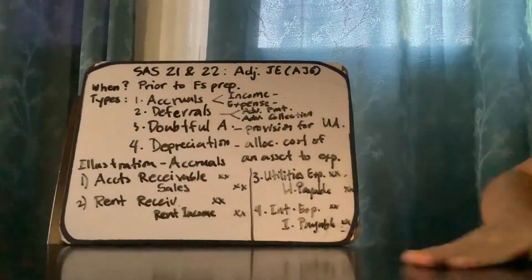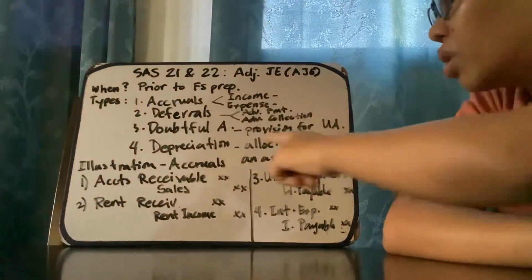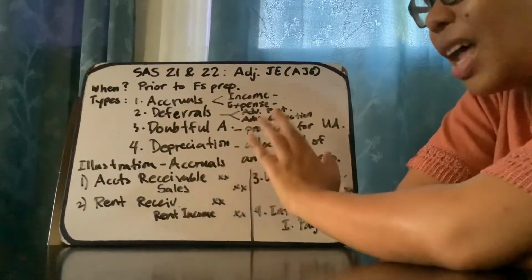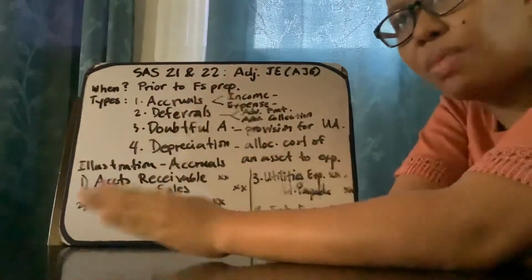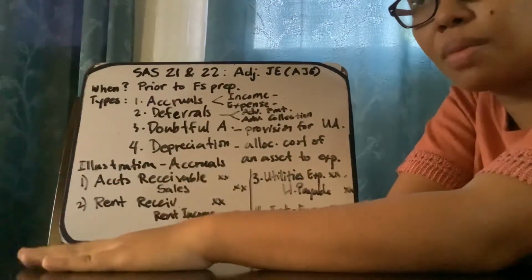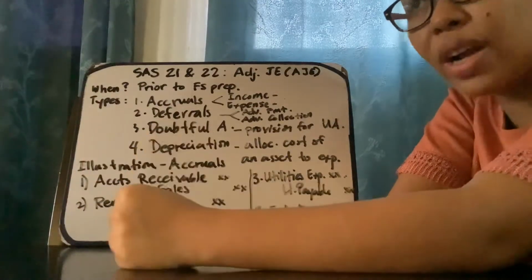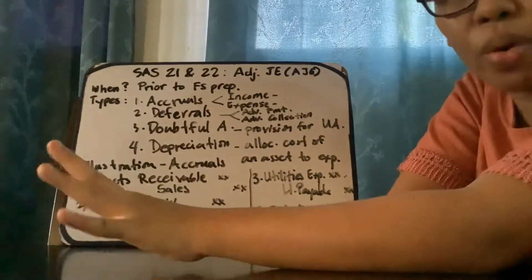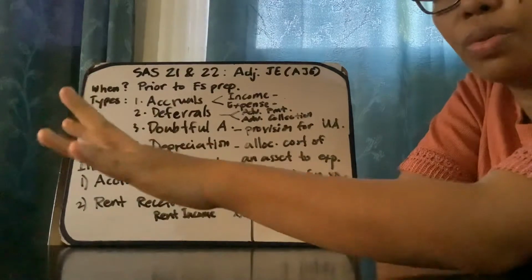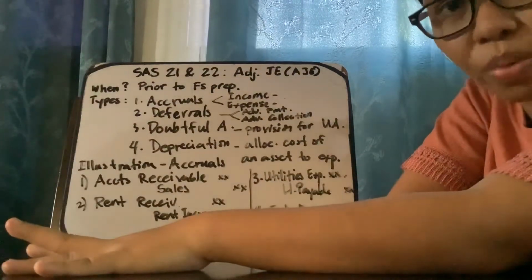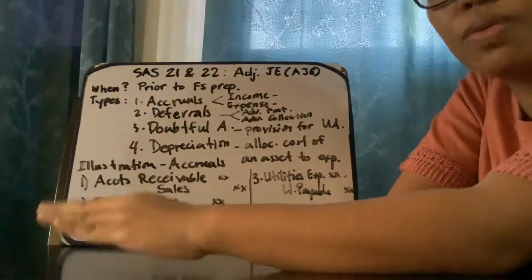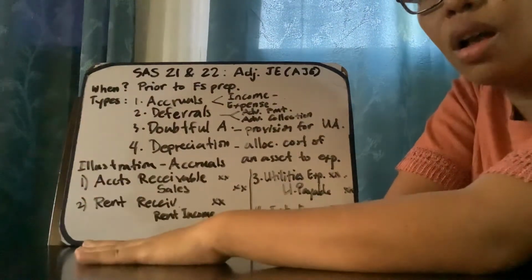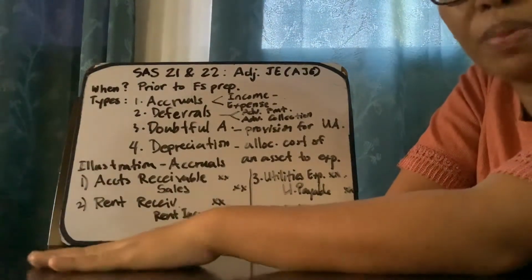Lastly is our depreciation. Kung sa man si depreciation, it's an allocation of cost of an asset to expense. Familiar when a business acquires capital asset like equipment, like when you establish your own building, kanang mga assets with a useful life of more than a year, mao na sila ang mga subject to depreciation.